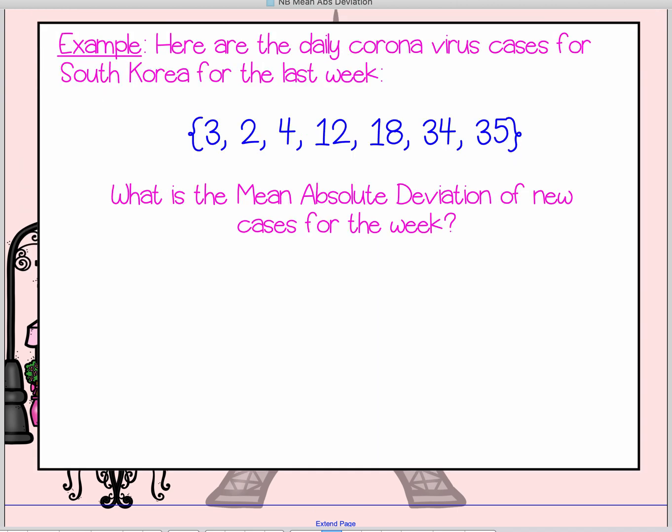Okay, so this is some actual data from this past week of coronavirus cases in South Korea. This is being recorded on May 12th, and we were having a really good trend, and then we had an outbreak again in South Korea.